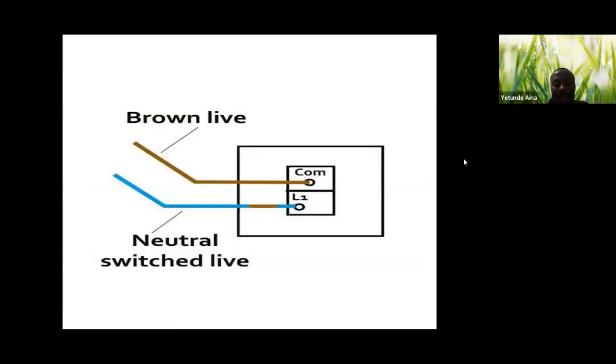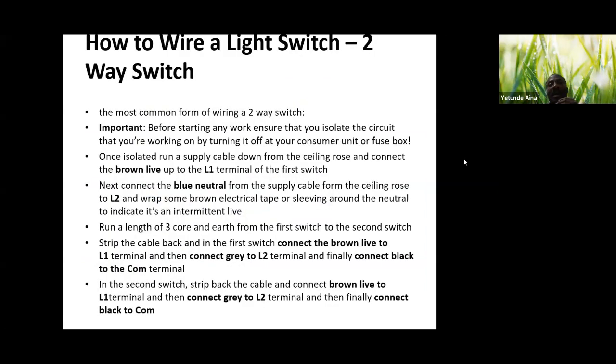Then let's take a look at another thing which is very important. That is talking about how to wire a light switch. This time around, we are talking about a two-way switch. So in a two-way switch, you are going to have common, line one, line two for the first switch. Then the other switch also, we also have what? Line one, line two, and common.